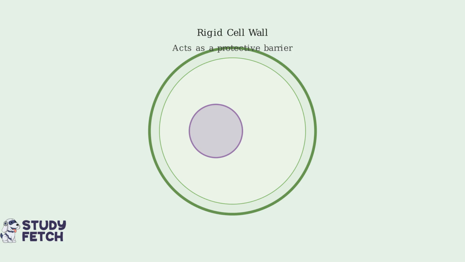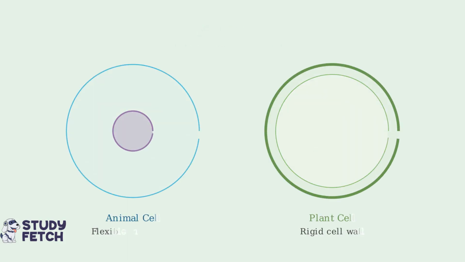Plant viruses face a unique challenge when trying to infect plant cells. Unlike animal cells, plant cells are surrounded by a rigid cell wall that acts as a protective barrier. Plant viruses cannot actively penetrate this rigid barrier on their own. This contrasts with animal cells, which have flexible membranes that viruses can bind to and penetrate directly.